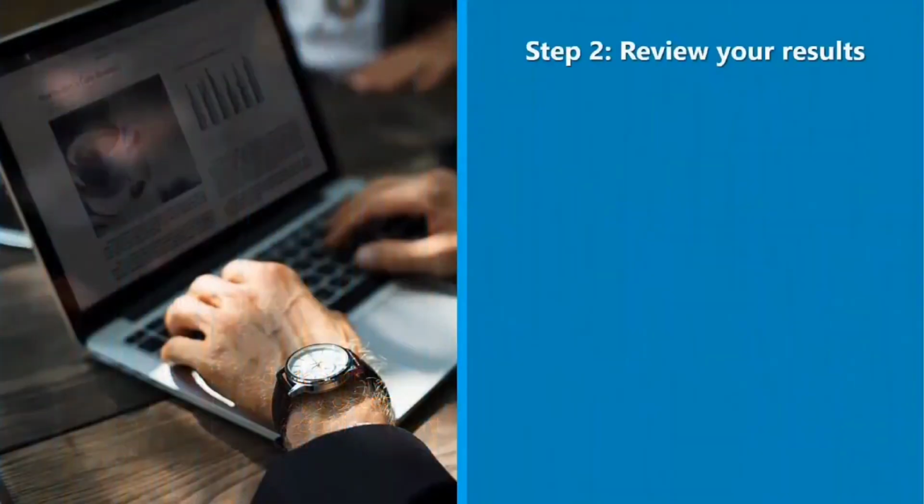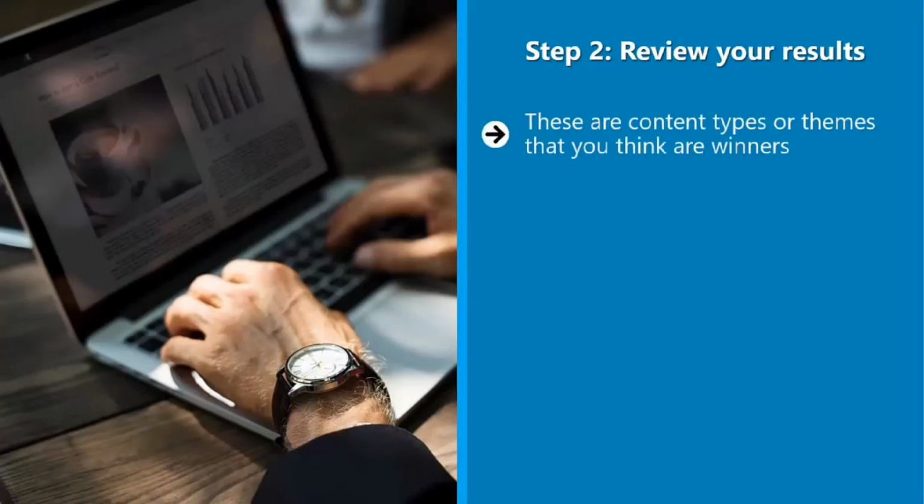Step 2. Review your results. If you give the system enough time to tweet and keep republishing stuff that you have tweeted before, certain patterns should emerge. With enough time, you will get rid of false positives. These are content types or themes that you think are winners, but it turns out that they're statistical flukes. Their success, statistically speaking, is just coincidental. With a few weeks, however, of running time, you should get a clear understanding of which of your content are real winners.